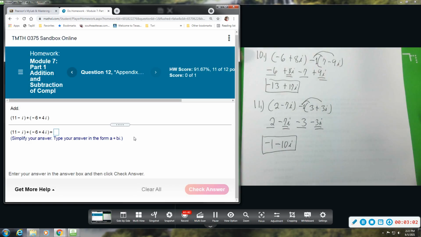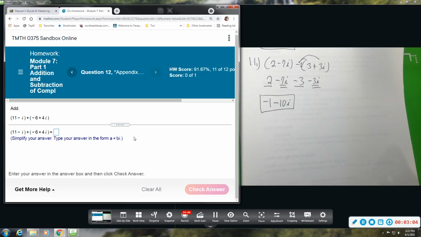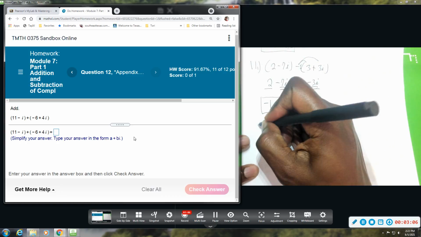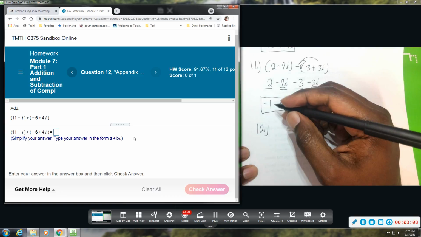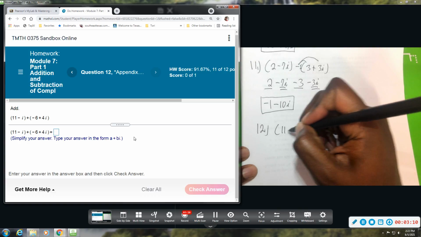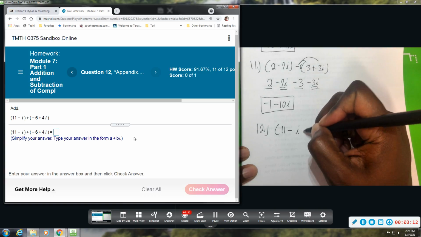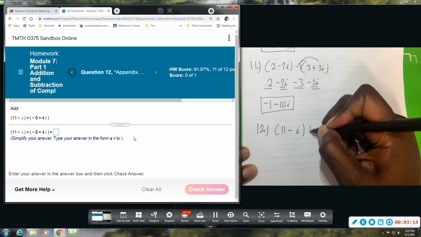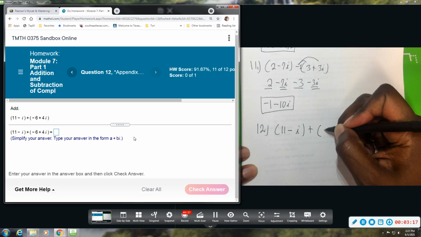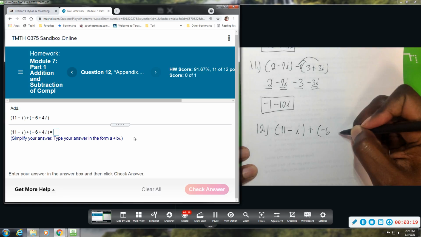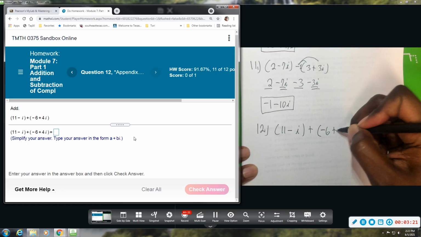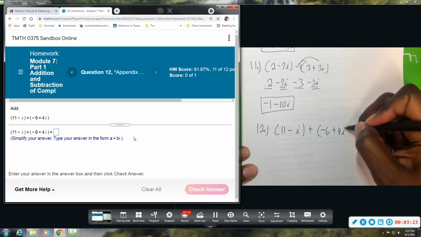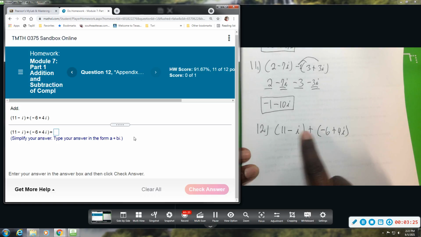All right, and our final question, number 12. We have 11 minus i plus, and then in parentheses, a -6 plus 4i. So when we have addition, we don't have to change the signs. We're going to use the signs as they are.